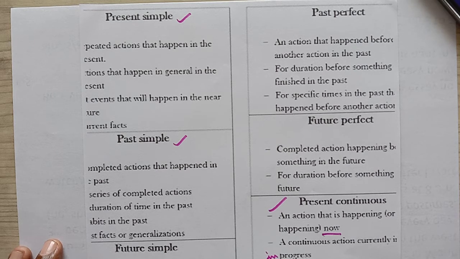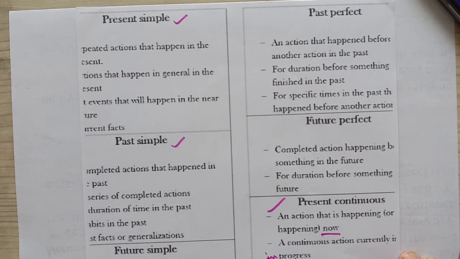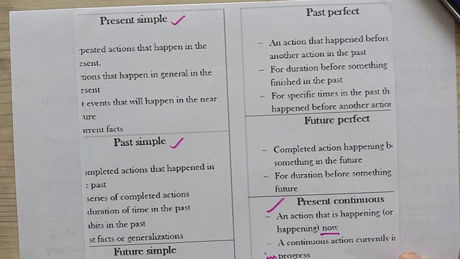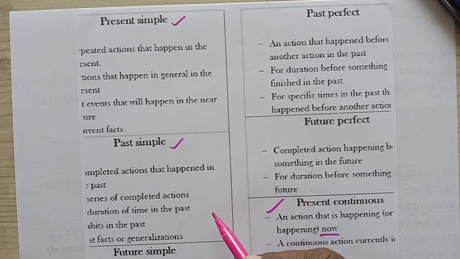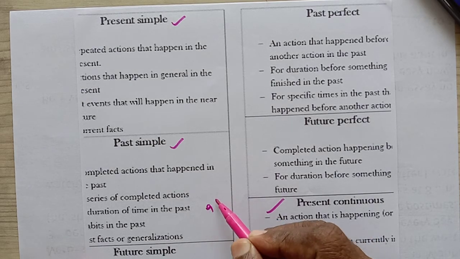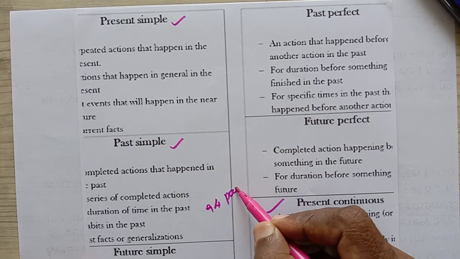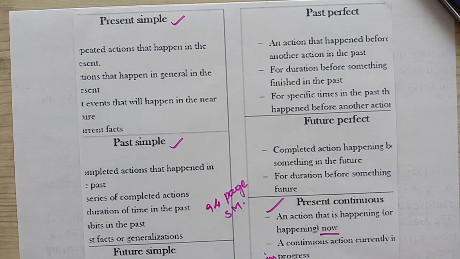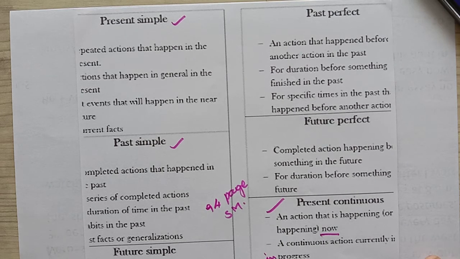These are not new things, students. Right from high school, we have been learning all these things. Where do you learn them? From your study material, page number 94. Even in your textbook you have these tenses, and you can read and understand.